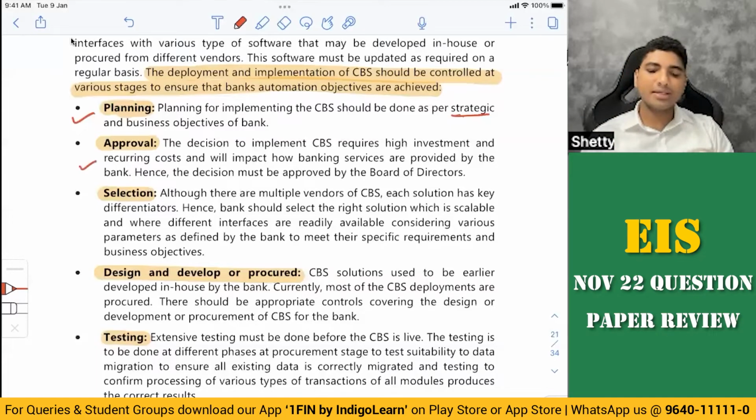And once planning is done, you also have to take an approval from higher stakeholders, from your board of directors, because it will involve a lot of cost. So that is what they're saying. It requires high investments and it involves recurring costs. So you have to take approval from your higher management.